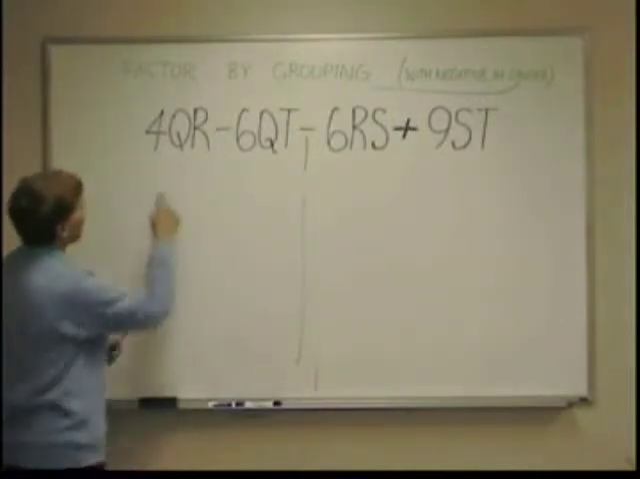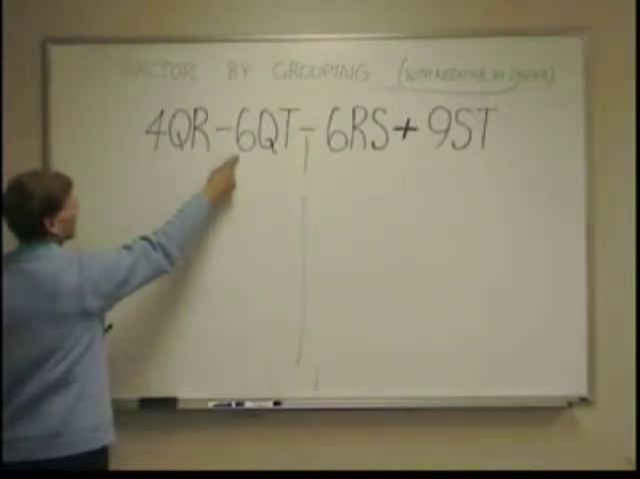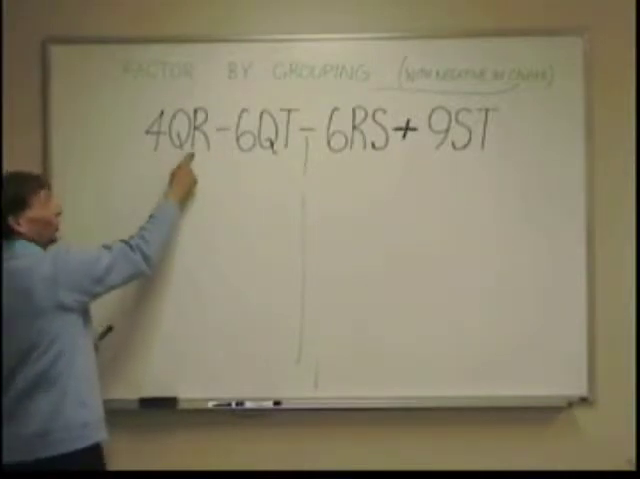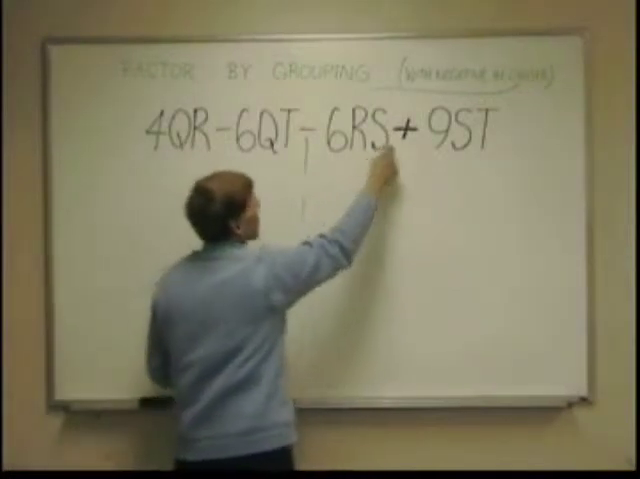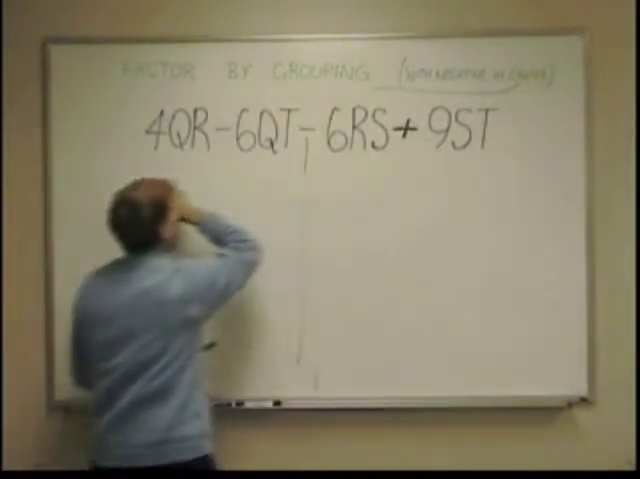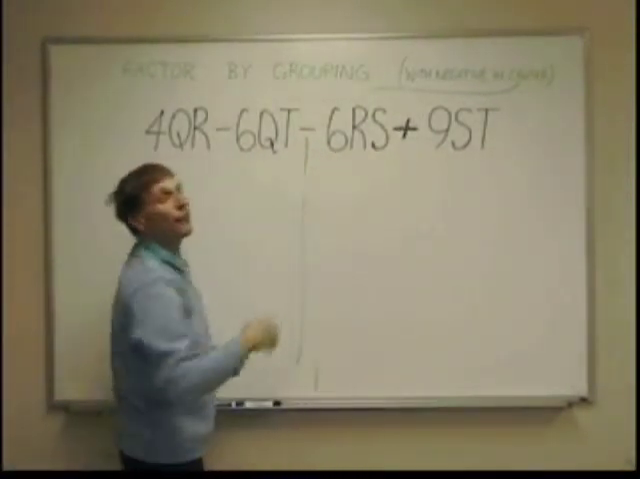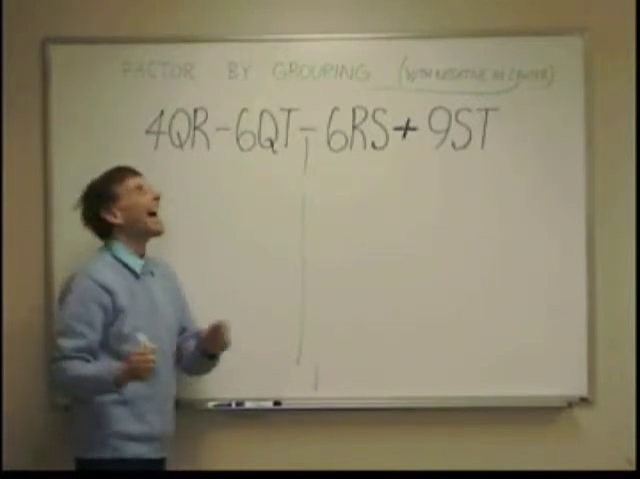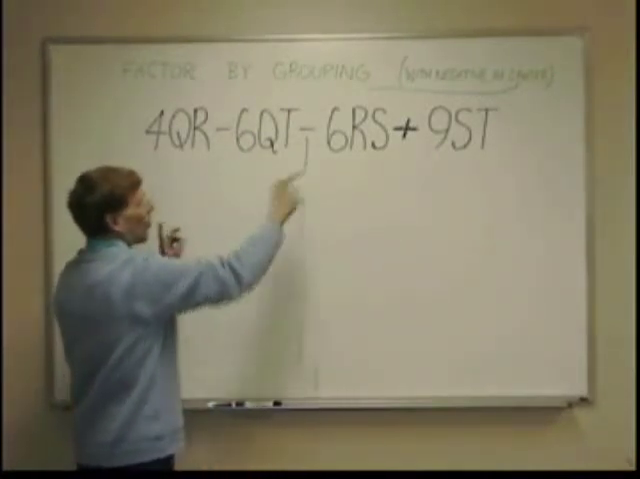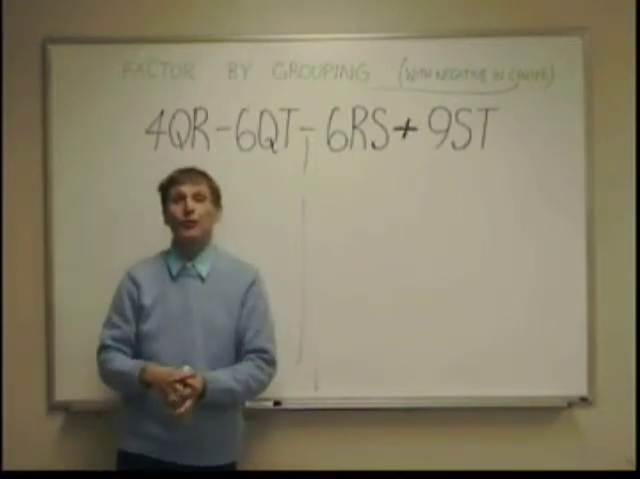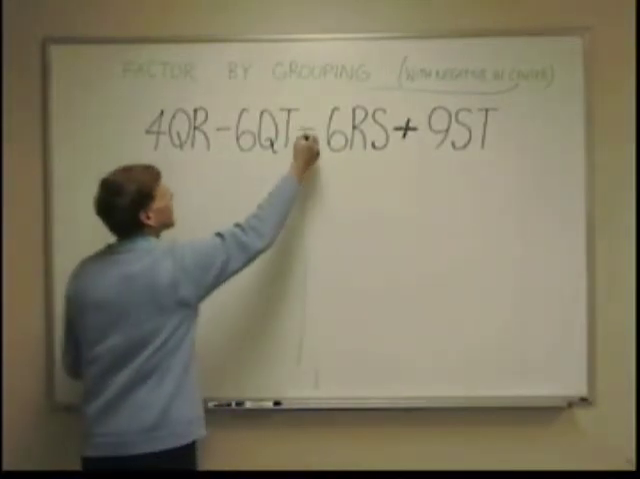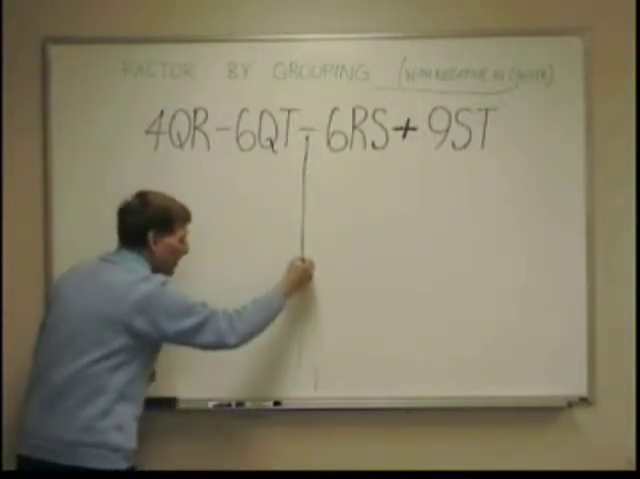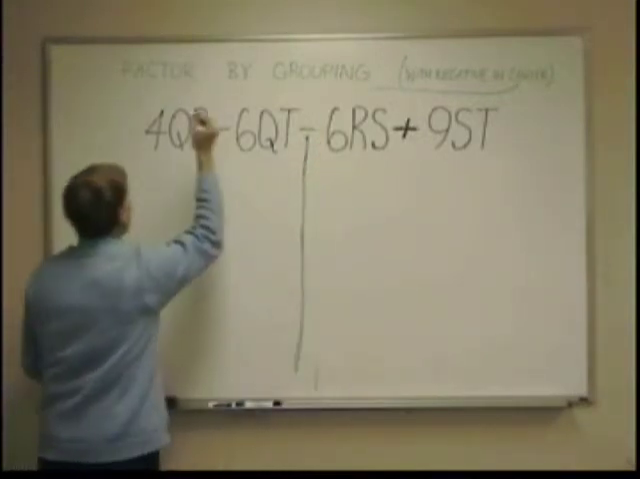Okay, now let's look. We have 4qr minus 6qt minus 6rs plus 9st. And we know it's grouping. It has the 4 elements. That's a sign. And nothing in common on all 4 sides. It's not difference of 2 squares. It's not a trinomial. So we know it's grouping.